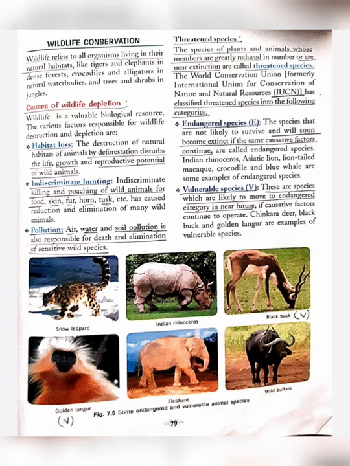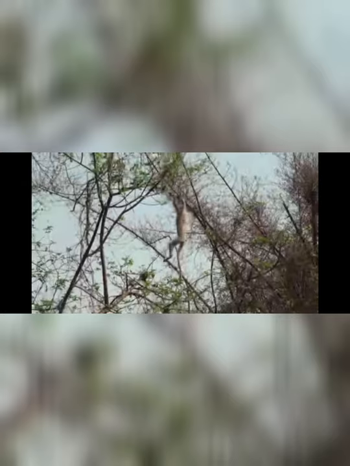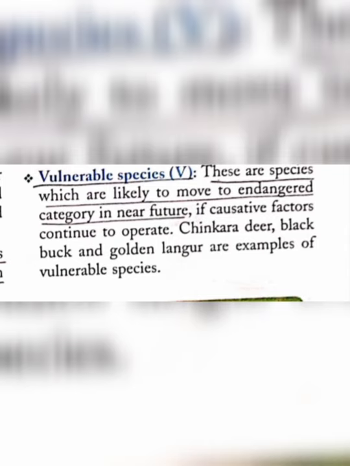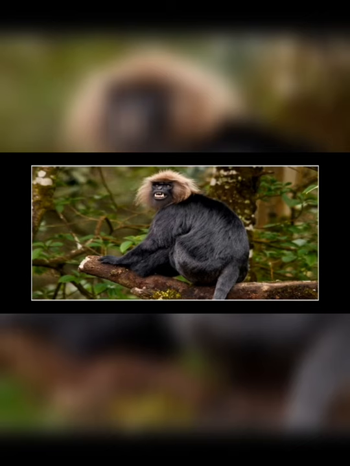Extinct मतलब वो ख़त्म हो जाएंगे if the same causative factors continue. अगर ऐसे ही हालात चलते रहे, they will get extinct. For example, Indian rhinoceros, Asiatic lion, lion-tailed macaque, crocodile, blue whale, etc. Next is vulnerable species. The species which are likely to move to endangered category in near future if the causative factors continue to operate. For example, black buck, golden langur, etc.